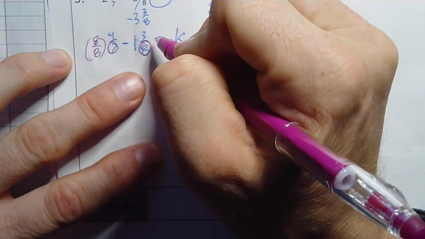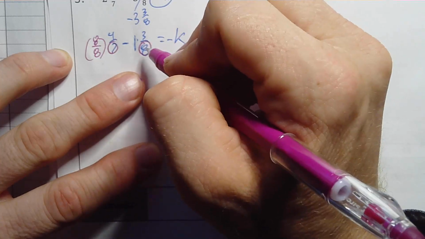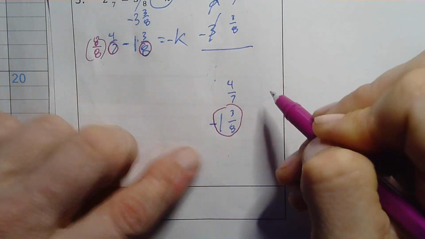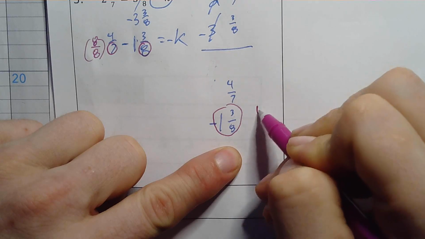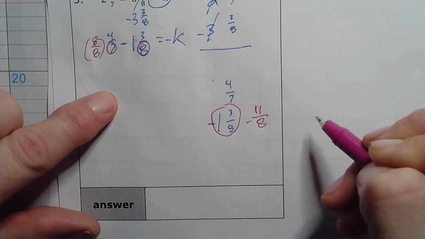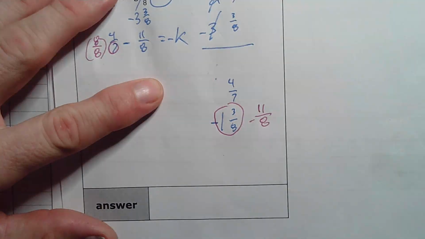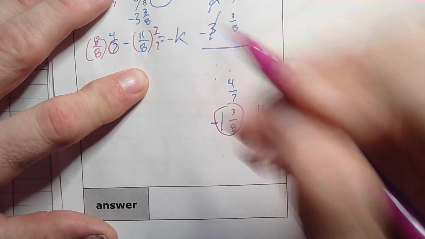8 over 8 is 1. I'm going to multiply this. Well, first I need to convert this into a fraction, so I'm going to do that right here. I'm going to turn this into an improper fraction. So 1 times 8 is 8, plus 3 is 11, so 11 over 8. So that's minus 11 over 8. Right? So I'm going to change this into 11 over 8. Okay, and I'm going to multiply this by 7 over 7.